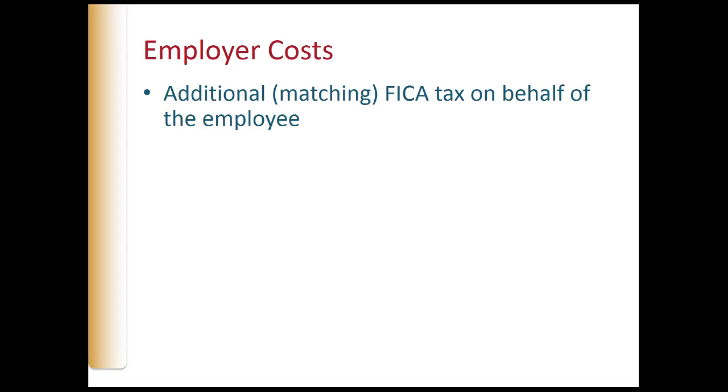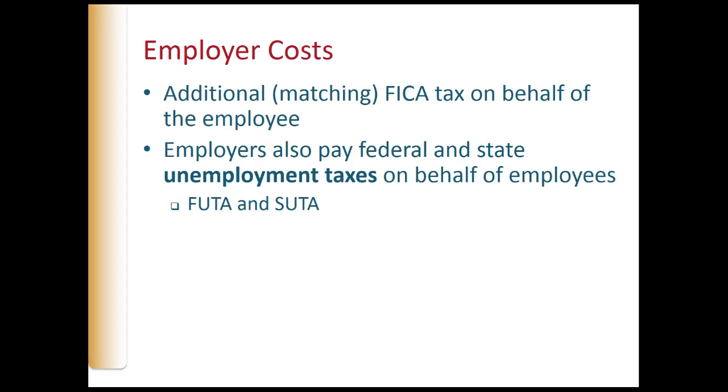By law, the employer pays an additional matching FICA tax on behalf of the employee. The employer's limits on FICA tax are the same as the employee's, so the government actually collects 15.3% on each employee's salary, which is the 7.65% by the employee and the 7.65% by the employer.